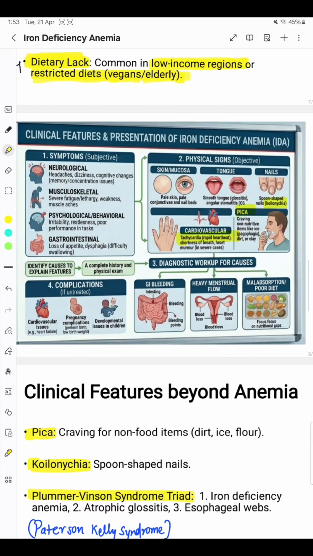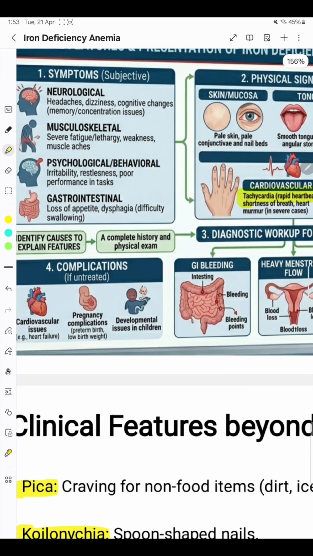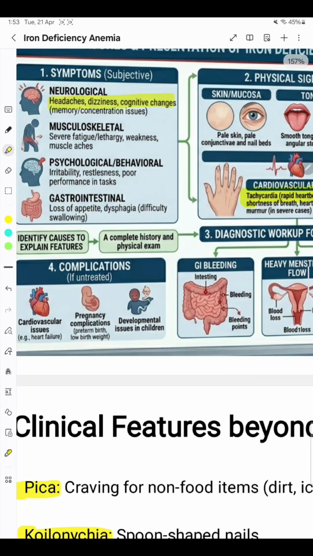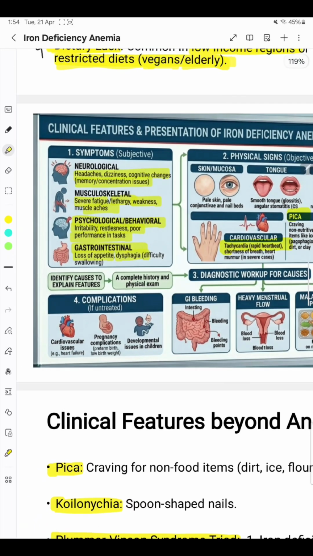Now the clinical symptoms seen in iron deficiency anemia, signs and symptoms. Neurological signs and symptoms like headache, dizziness, cognitive changes, issues with concentration, unable to concentrate on a task. Musculoskeletal symptoms like severe fatigue, lethargy, weakness, muscle ache. Psychological or behavioral changes like irritability, restlessness, poor performance in tasks. In GI, loss of appetite, dysphagia can be seen.